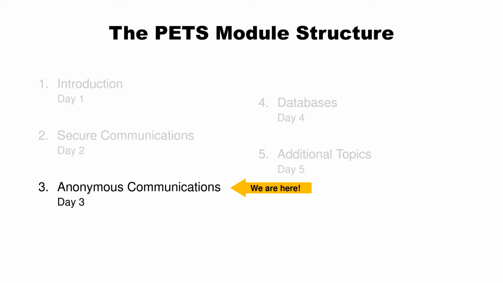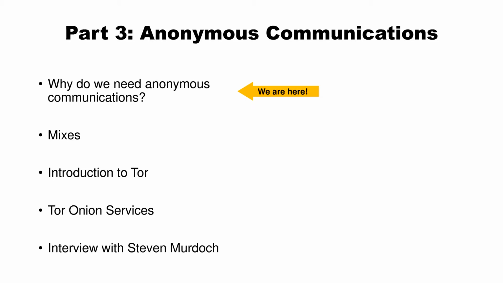We are now on day 3 of the PETS module structure. We already know about secure communications, so how to secure the communication between Alice and Bob, and you have already seen the introduction to this module. For the next 2 days, we're going to be seeing databases and some other additional topics around PETs. In this part on anonymous communications, we are going to discuss why we need anonymous communications.